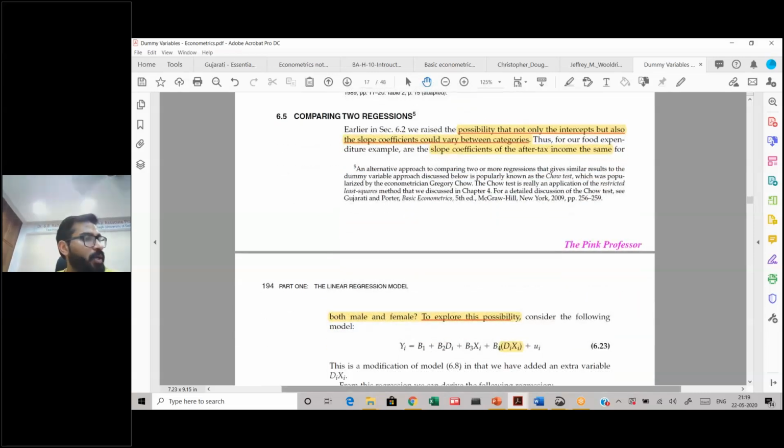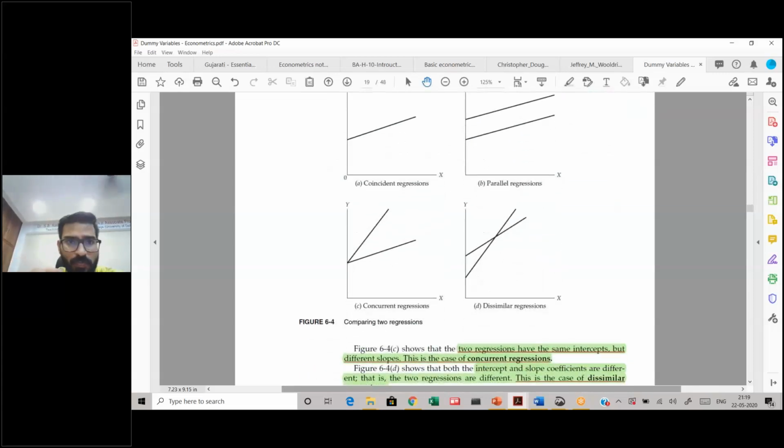Then the last thing that we are going to cover today is the possibility that not only can you have different intercepts, you can have different slopes. Remember our example: average food expenditure being regressed on after-tax family income as well as gender. Now there can be the case that the consumption can be different for males and for females. The MPC can be different for males and for females. So essentially we are saying we can have 4 kinds of cases.